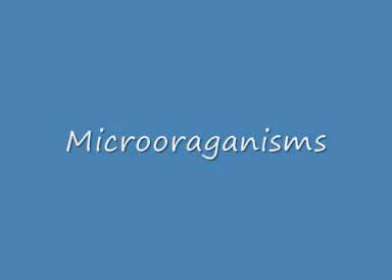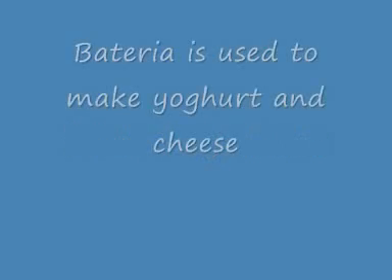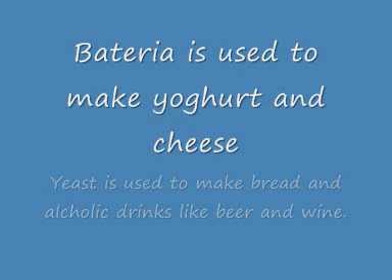Microorganisms. The main two ways that bacteria are used in society are, one, to make yogurt and cheese. Also, yeast is used to make bread and alcoholic drinks such as beer and wine.